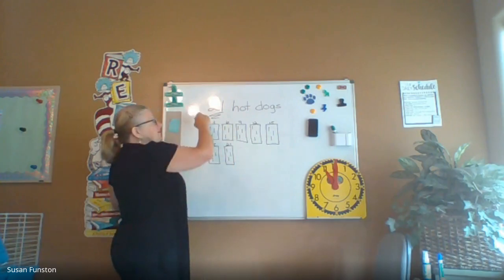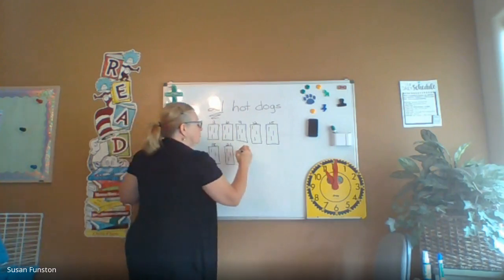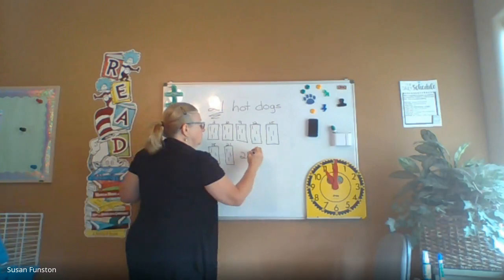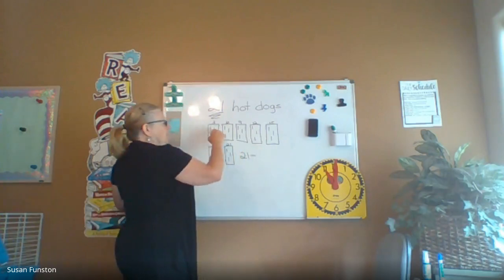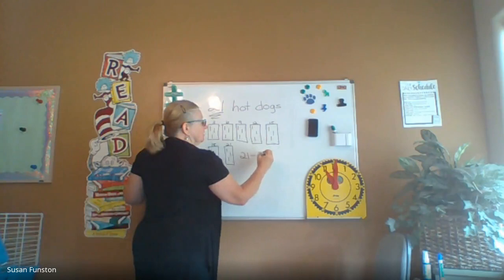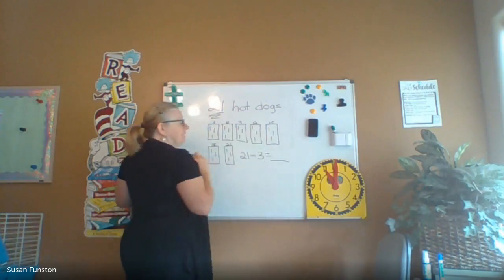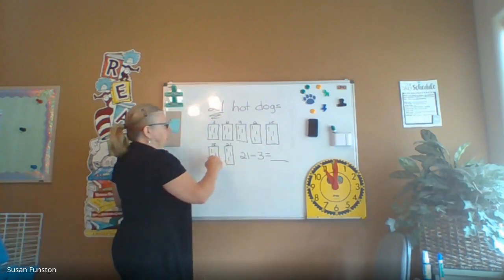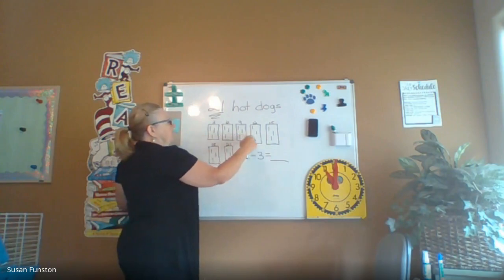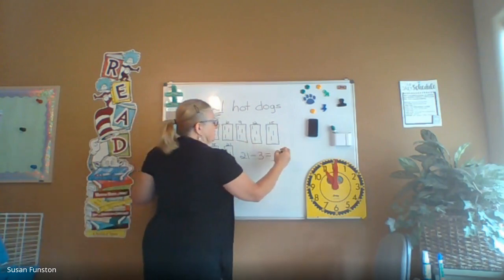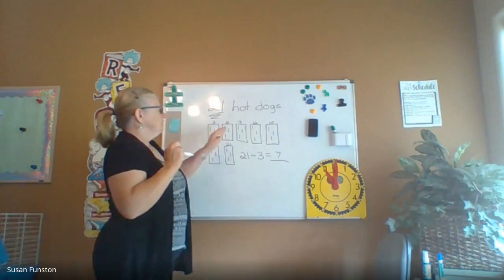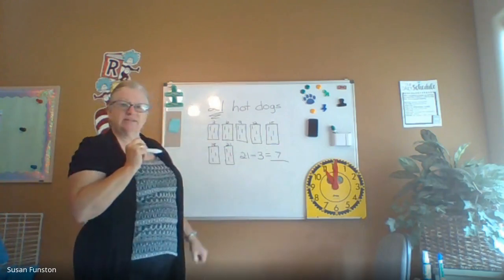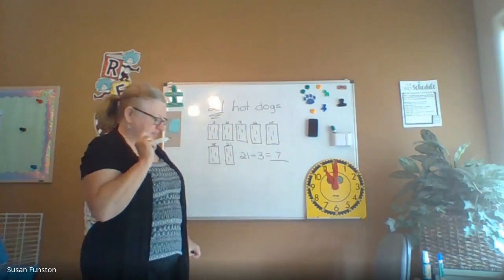So my division sentence, I start with my big number and my total. 21 divided by, they came in packages of 3. And I want to know how many packages do I need to buy? 1, 2, 3, 4, 5, 6, 7. So 21 divided by 3 is 7. Okay, let's do one more.